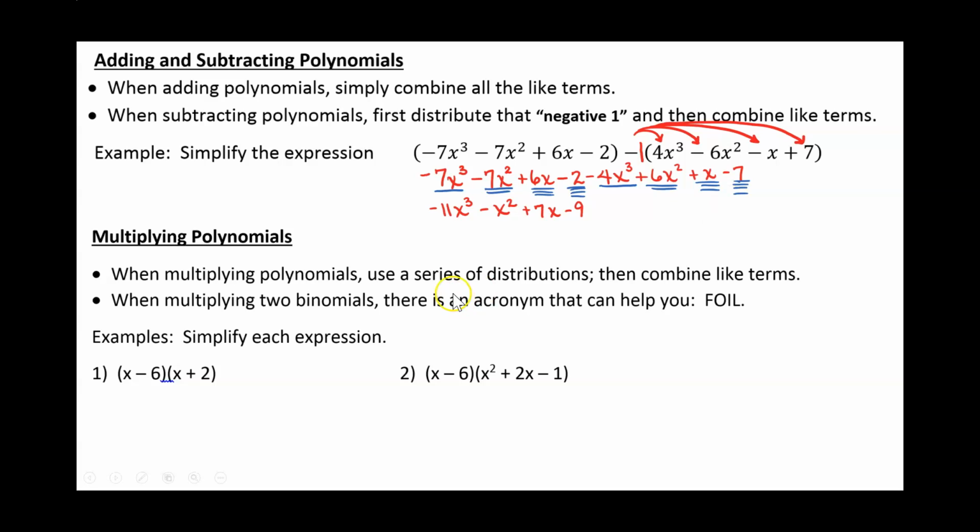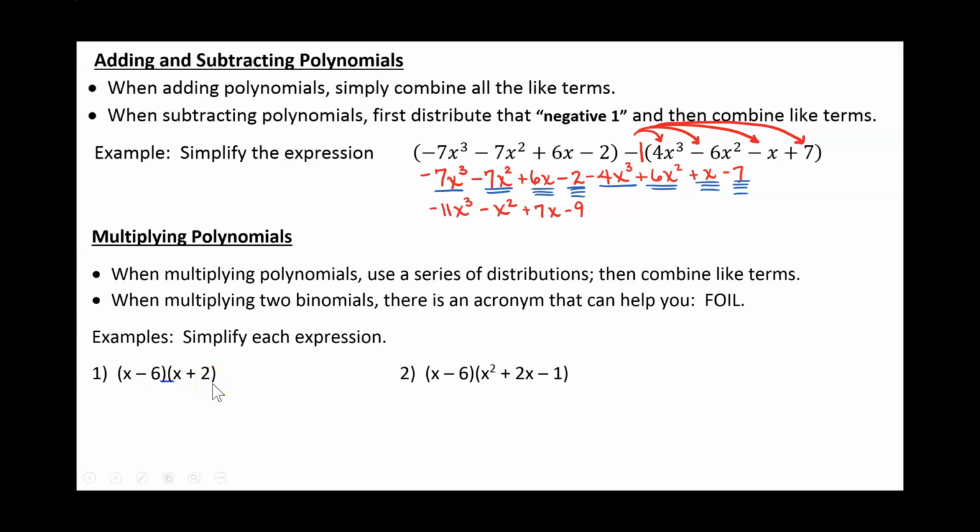When we're multiplying, let's say that we're multiplying a binomial times a binomial. Remember, binomial, two terms, right? So if you're doing a binomial times a binomial, what you're going to do is take this first term x and multiply it by everything in the second set of parentheses. So you're going to distribute the x to the x and to the 2. Then you're going to take the second term and do the same thing. You're going to take this -6 and distribute it to the x and distribute it to the 2.